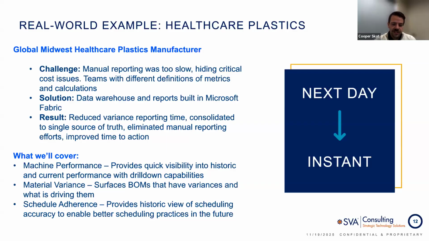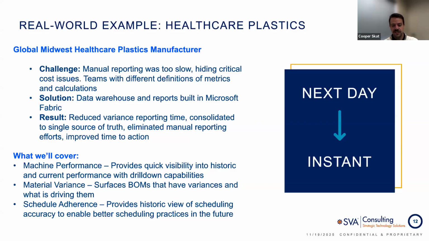So we'll walk through a few different dashboards here. The first one will show machine performance. So it'll give us a quick overview of how our machines are performing today, historically, and then allow us to drill into specific items within those machines, so specific BOMs, and get an idea of how those BOMs have performed historically. That way we can, again, see if we're seeing a trend or if we're just seeing an outlier.